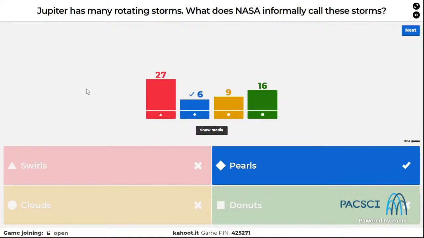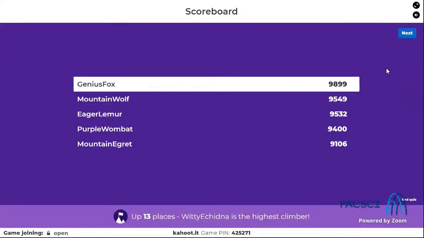Okay, this was definitely tricky. The correct answer was actually pearls. Most of you chose swirls as the answer. A few extra on the donuts, though I could see the donuts, right? With the great eye, it makes sense to me, but the correct answer was pearls.